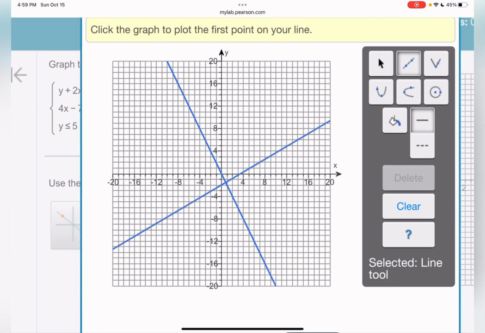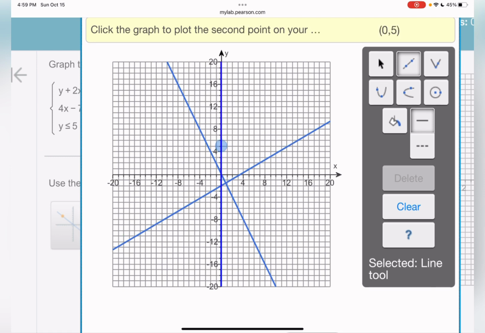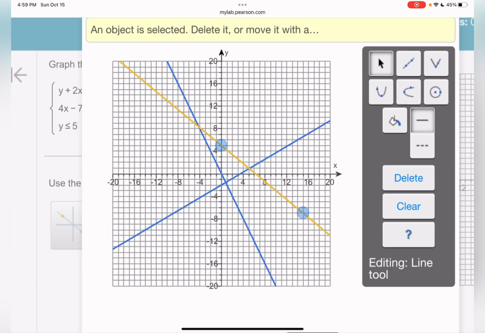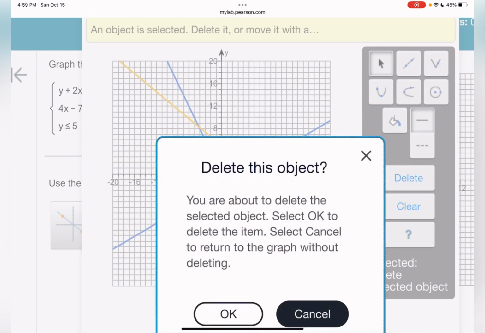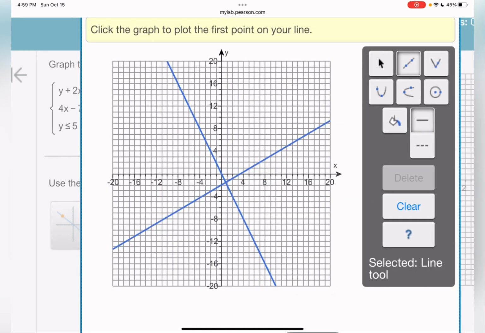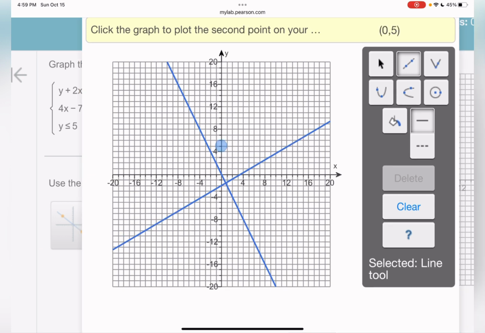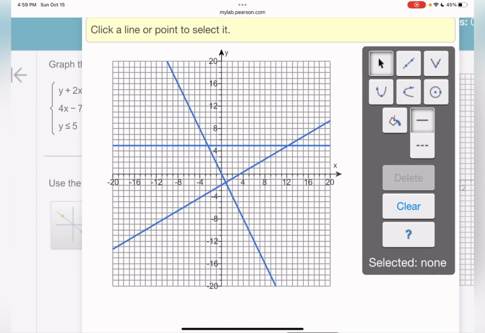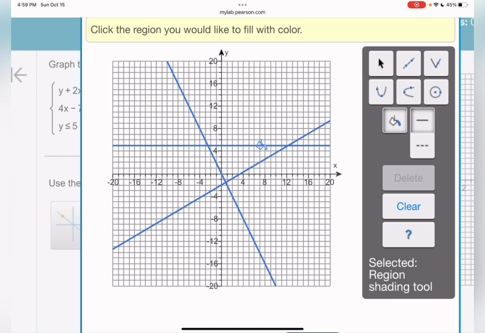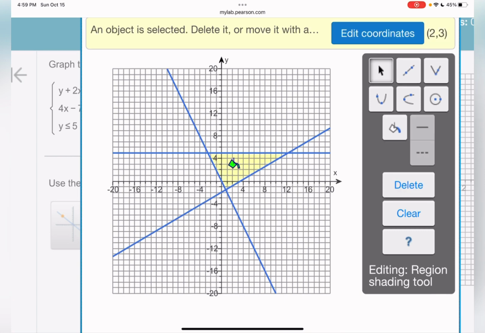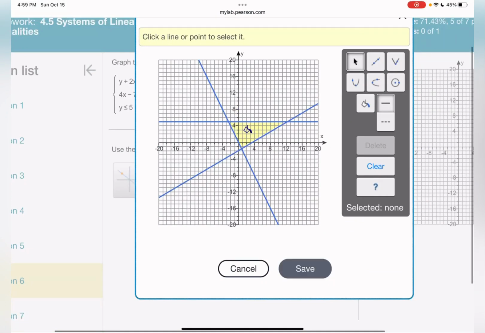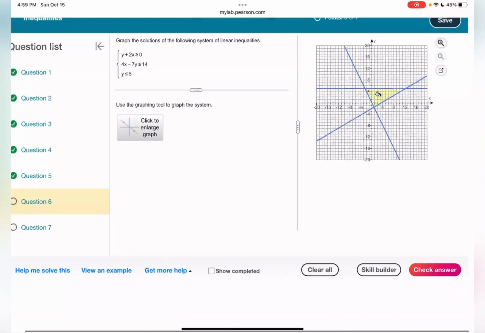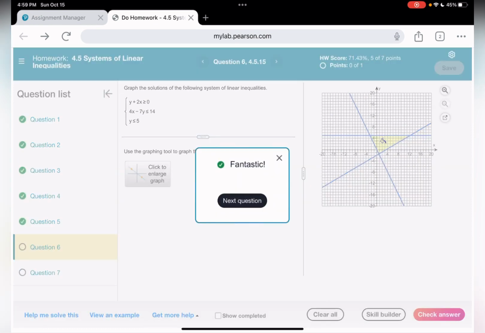And the third one, y is less than or equal to 5. 5 is here. Oh, but that's not what I wanted. Okay, let me delete. Okay, I'm taking 5. Click on y equals 5. And then a horizontal line somewhere, because it's going to run parallel. Okay, and here is our triangle. And we proved that the triangle is the answer. Okay, we got it. Saving and checking. Bingo.